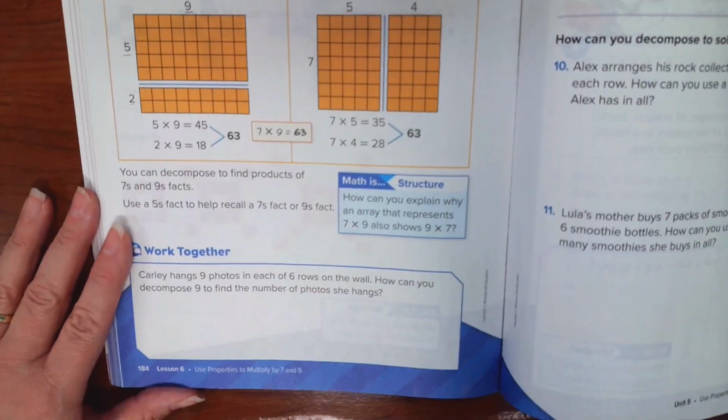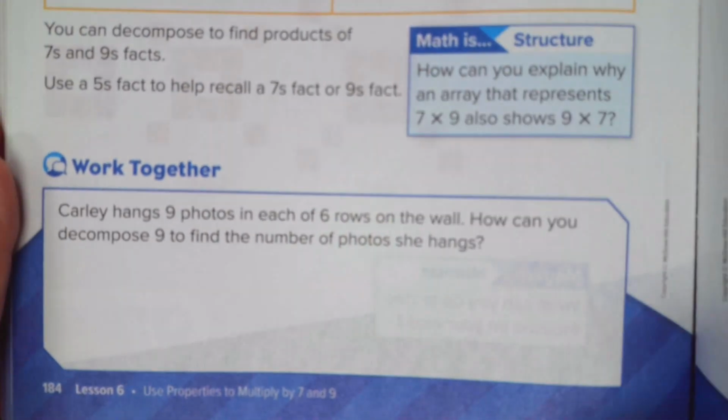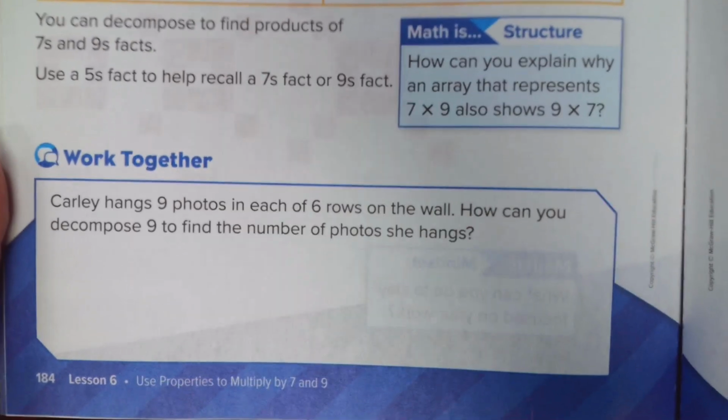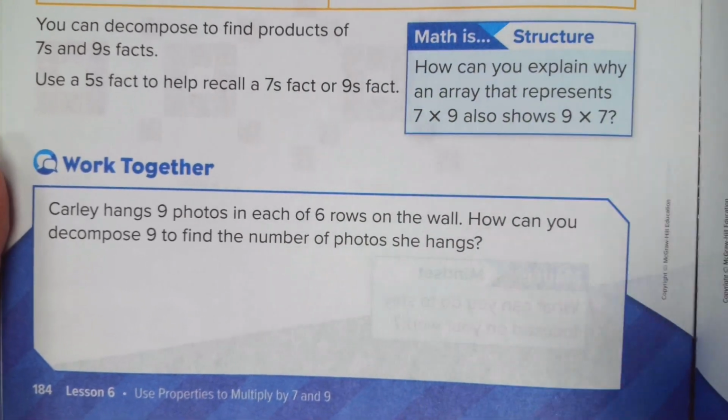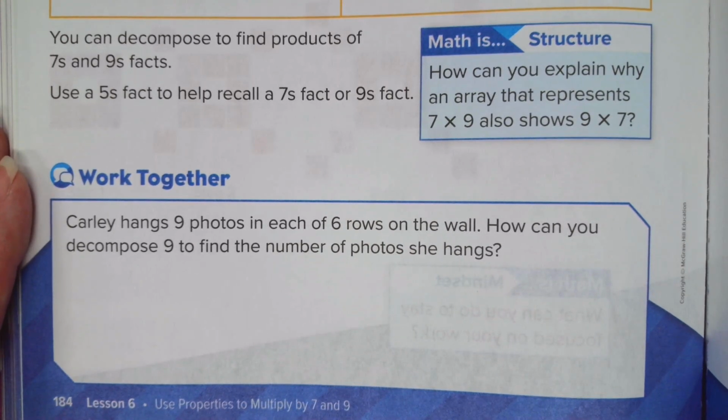Let's look down here at the bottom. I'm going to read it to you. It says, let's fix the focus on that a little bit. There we go. Carly hangs 9 photos in each of 6 rows on the wall. Not the hall, the wall. How can you decompose 9 to find the number of photos she hangs?